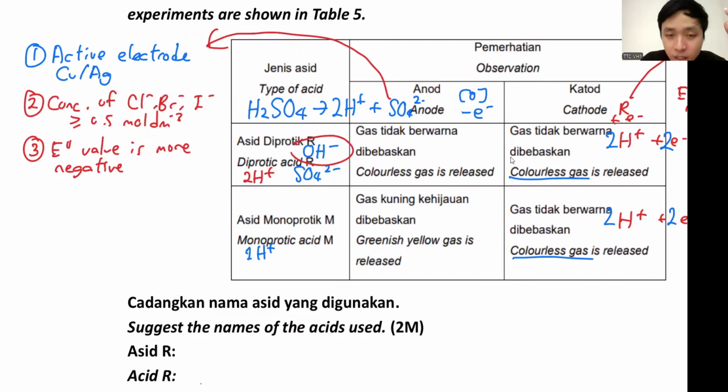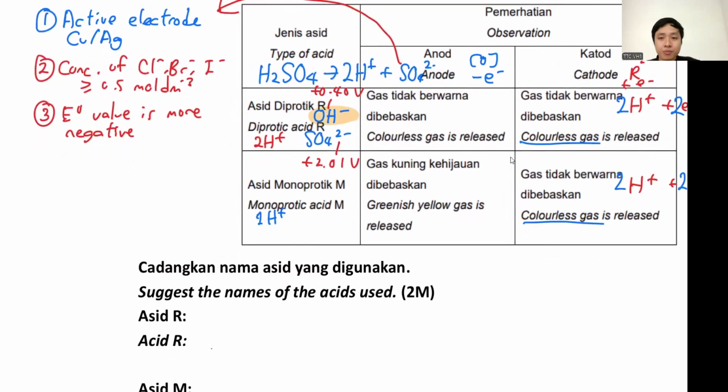Now, normally if you see sulfate ion, a lot of these ions, sulfate ion, chloride ion, iodide ion, nitrate ion, you always don't choose. You always only choose hydroxide ion. Because for hydroxide ion normally, the E naught value is less positive, or you can say more negative. Hydroxide normally is positive 0.40 volt, sulfate ion's E naught value is positive 2.01 volt. So which one is more negative? Hydroxide ion. So in this case, hydroxide ion is the one being oxidized.